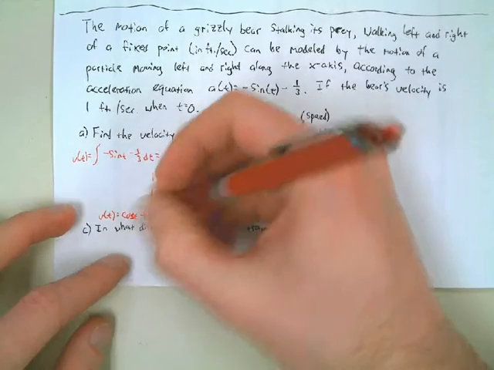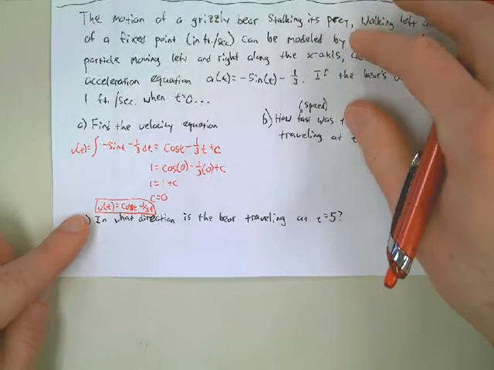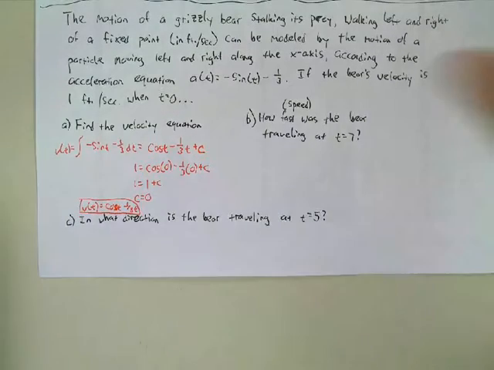All right, questions on that? Moving on. Okay, letter B. How fast was the bear traveling at time t equals 7? What do we do with that? How do we find that?